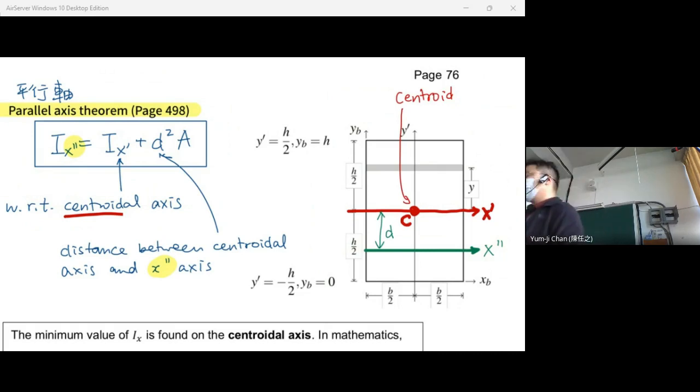Is that okay? Now, it is a bit difficult to understand, so we work on an example after you write this down.